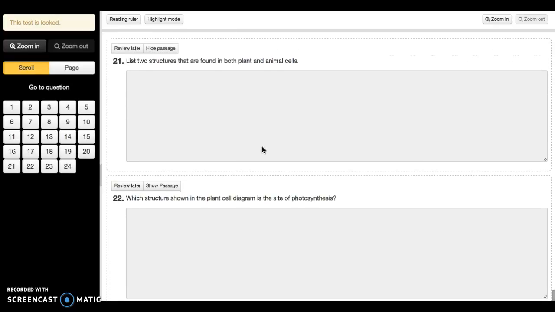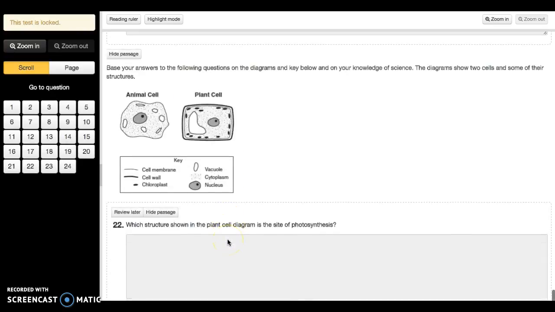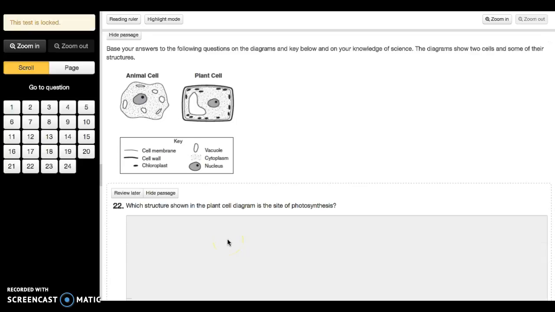And then which structure shown in the plant cell diagram is the site of photosynthesis? If you said chloroplast, good job. Again, you can look at this picture and see which ones are only in the plant cell. That's the cell wall and the chloroplast. The cell wall is at the outer edge, and then that leaves just the chloroplast for the photosynthesis.